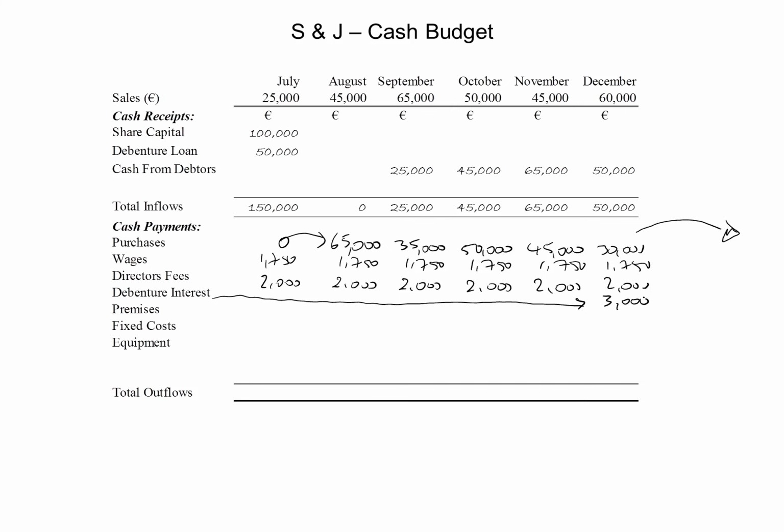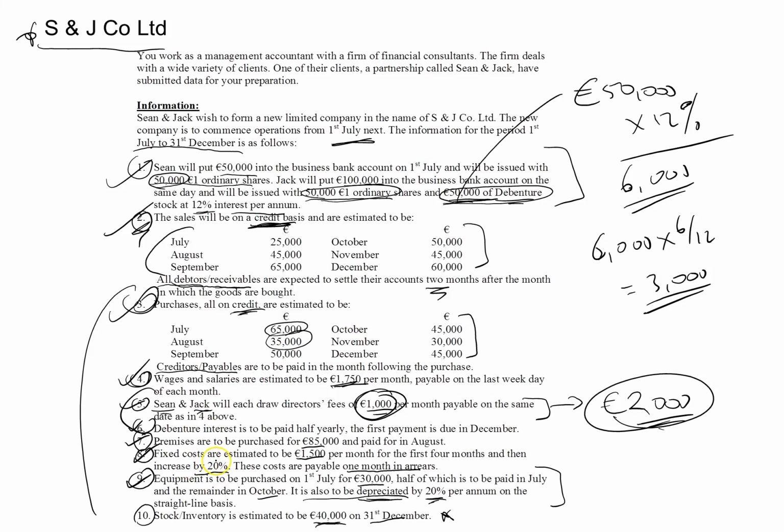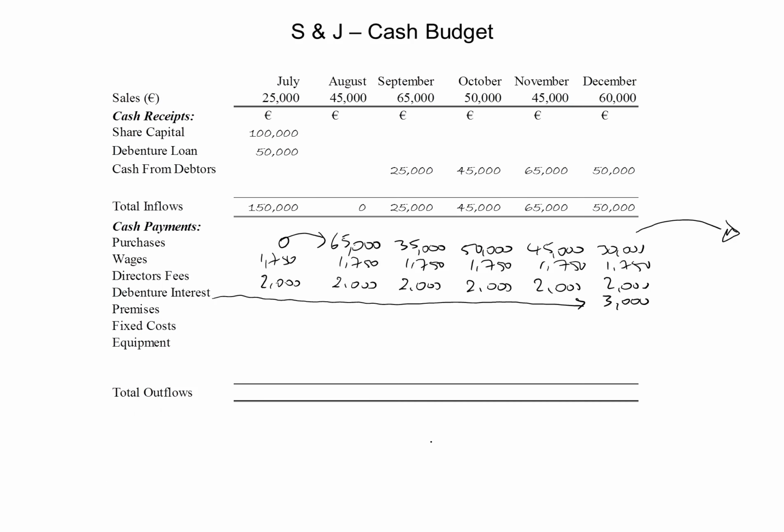The premises, what did it say? Be purchased for 85,000, paid for in August. So I'll put in my 85,000 in August.